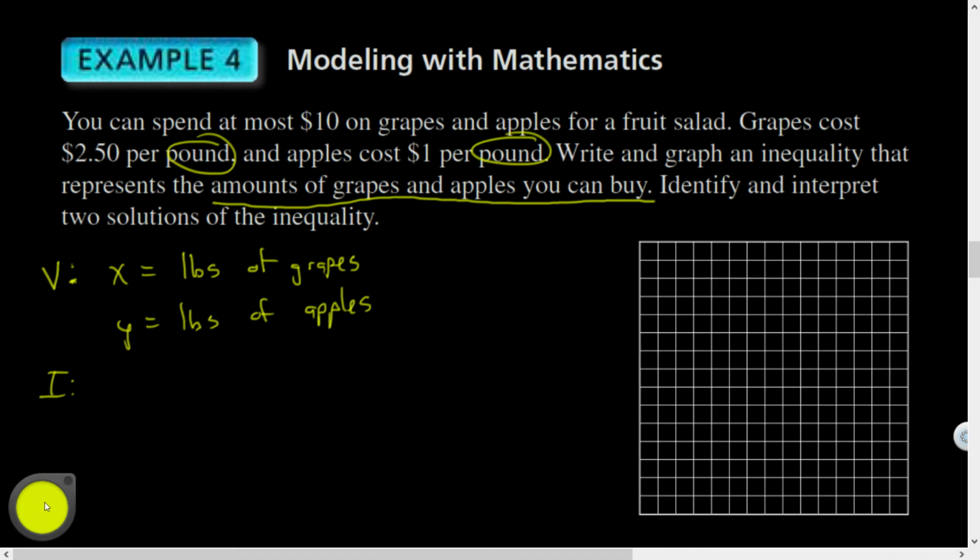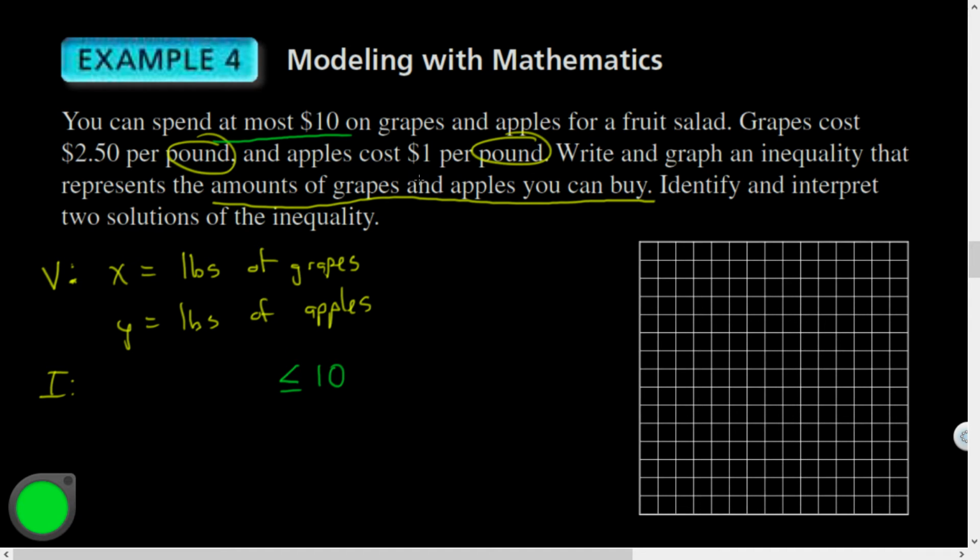Okay, so this is where it's a little tricky. It says you have at most $10 to spend. So that's the biggest number that I got, and that means my variables, the amount I spend on that, whatever is over here, has to be less than or equal to 10. Because fruit stand Stan is not going to give you more than $10 of fruit for your $10 bill.